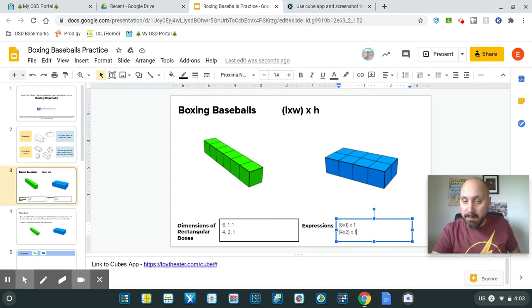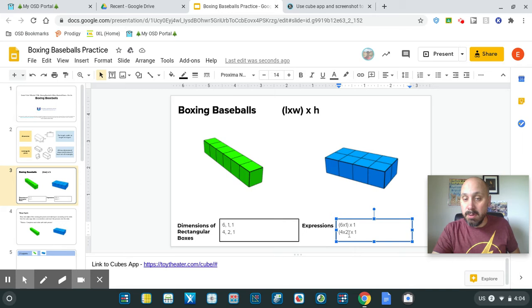So when I multiply 6 times 1 times 1, well, I know 6 times 1 is 6, and then 6 times 1 again is 6. So I should only have 6 cubes here. Let's check that out. This is my green one. 1, 2, 3, 4, 5, 6. Ding, ding, ding.